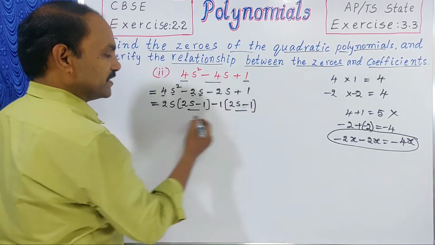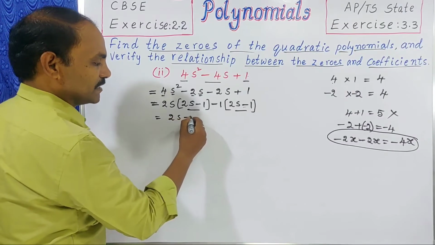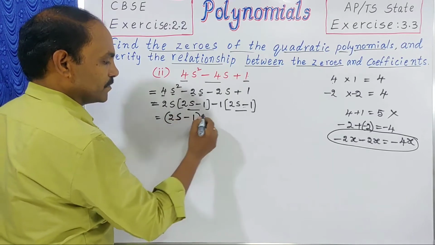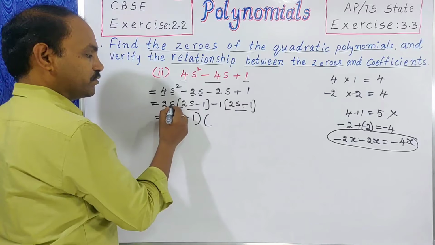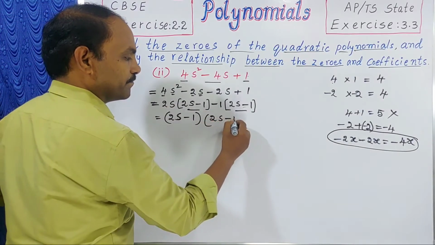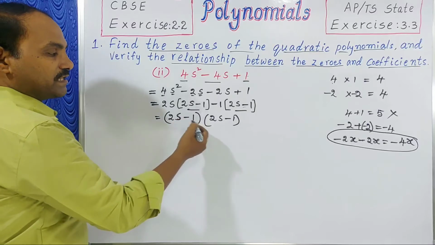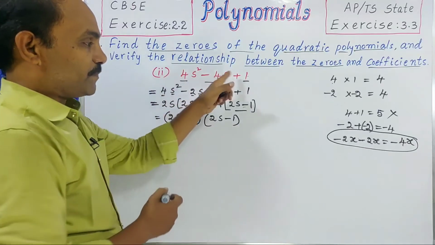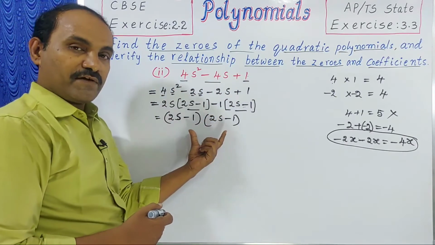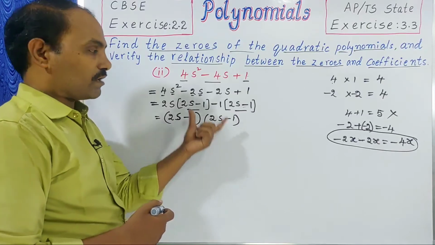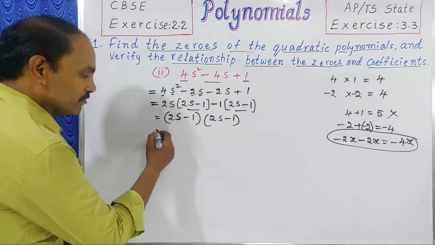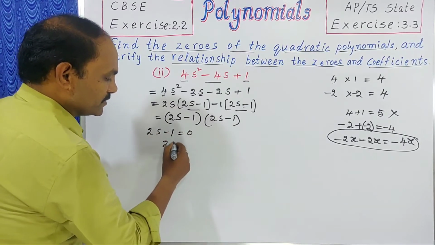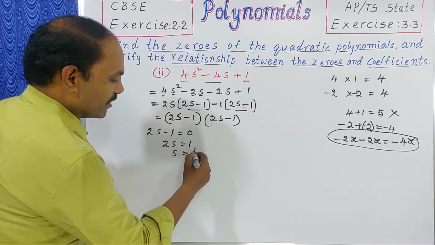Again 2s minus 1 is common here, so 2s minus 1 into, again what remains? 2s minus 1. These are the factors of given quadratic polynomial. When this polynomial is 0, any one of the two factors is 0 or both factors are 0. So make them equal to 0. Yes, 2s minus 1 equal to 0. 2s is equal to 1. s is equal to 1 by 2.